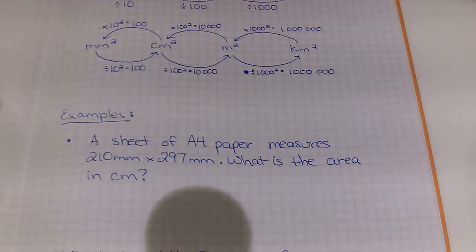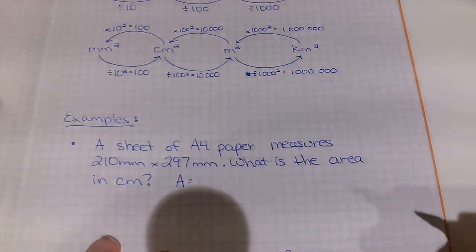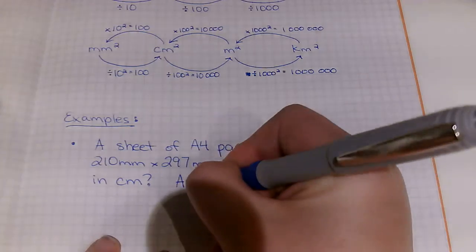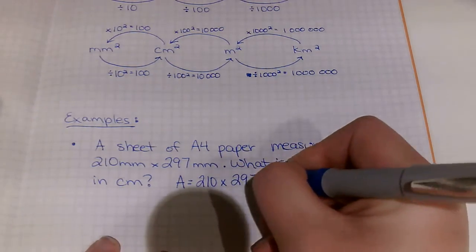I can go about this two ways. I can either find the area in millimeters first and then convert to centimeters, or I can convert them to centimeters right away. What I'm going to do is my brain goes, let's find the area in millimeters first, and then I have to do one conversion. Okay? So I'm going to go area equals 210 times 297.